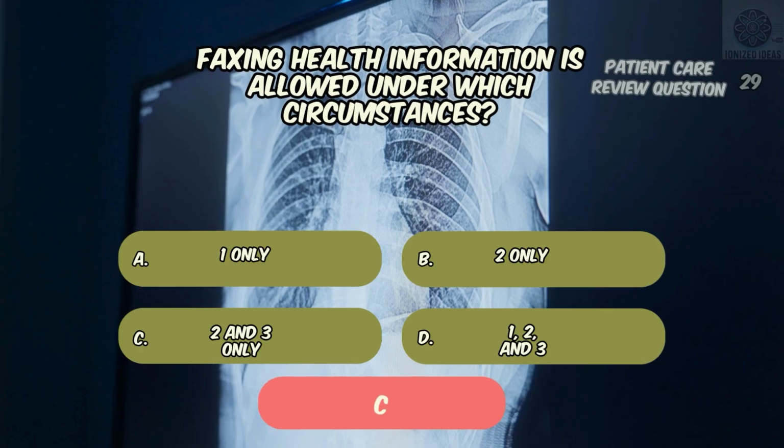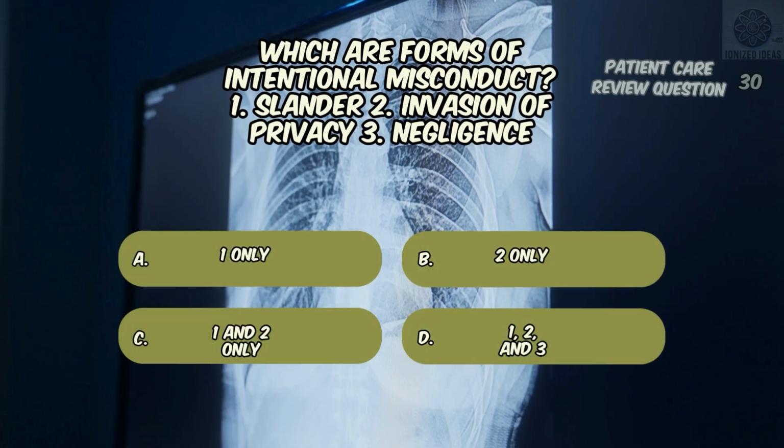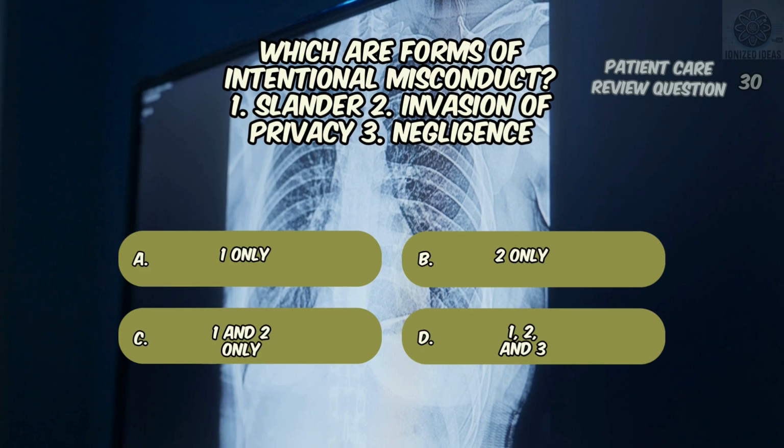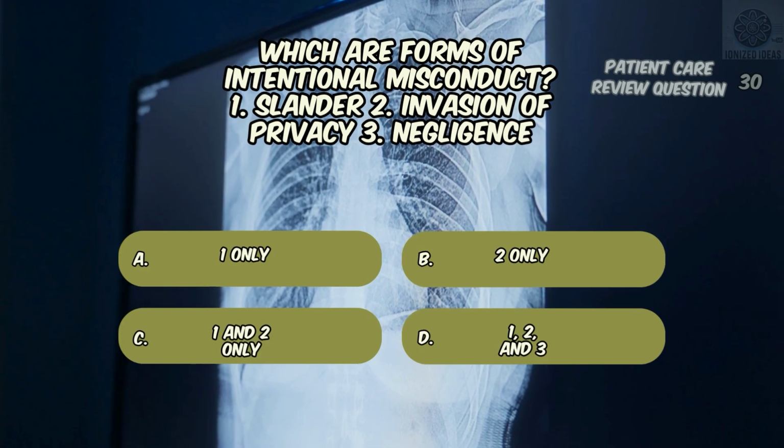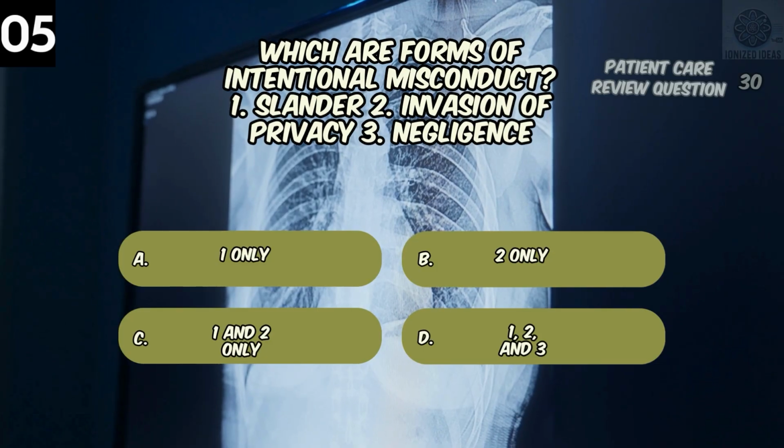Which are forms of intentional misconduct? 1. Slander. 2. Invasion of privacy. 3. Negligence. A. 1 only, B. 2 only, C. 1 and 2 only, D. 1, 2, and 3.